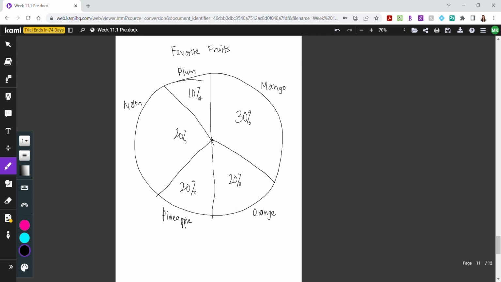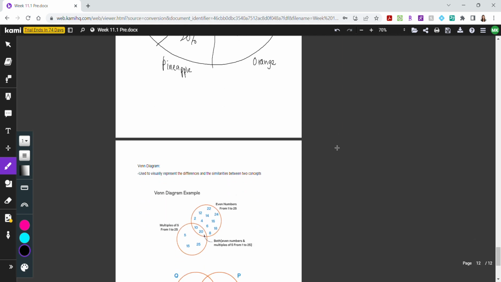And like I said, obviously it doesn't look 100% nice just because I'm drawing freehand. If you have a protractor, ruler, and all that, use it to draw your pie charts, as well as all your other graphs from before, all right? But essentially, this is how you would draw a pie chart, and then now you'll be able to interpret information from it, okay? On to our very last thing of the day, Venn diagrams.